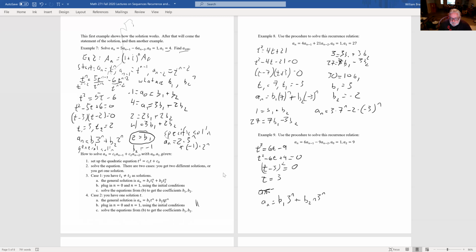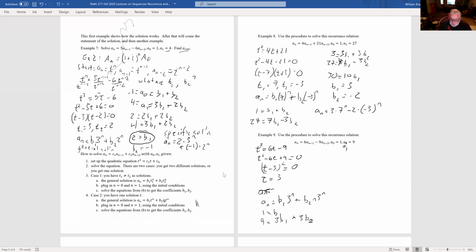What's our specific solution? Well, plug in the initial conditions again. 1 equals, if n equals 0, we get B1. And then if n equals 0, this whole term goes away because it's B2 times 0 times 3 to the 0. And then the second equation is 9, right? If n equals 1, oh, that should be an A1, not A2. 9 equals 3B1 plus B2, n is 1, so 3B2 times 1, and so it's just that.